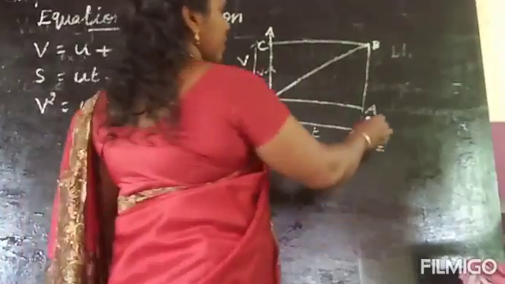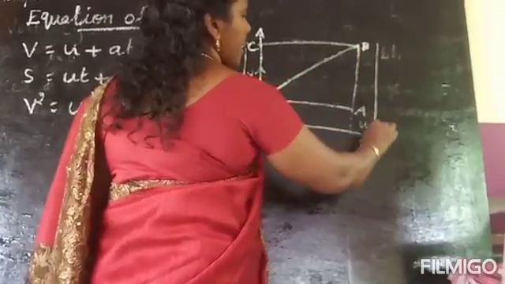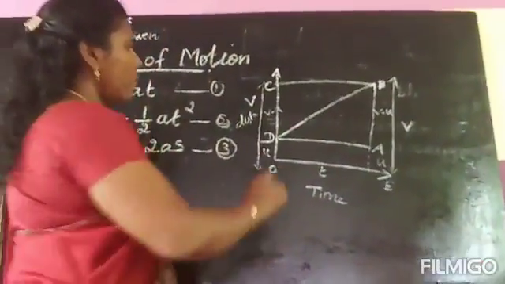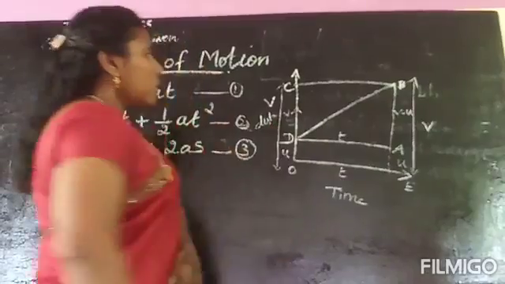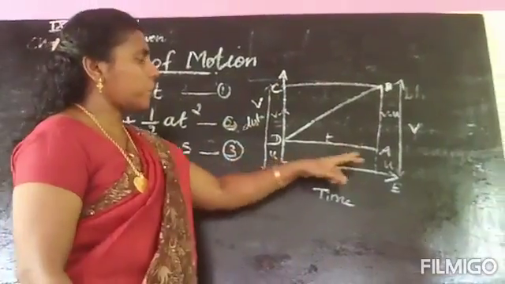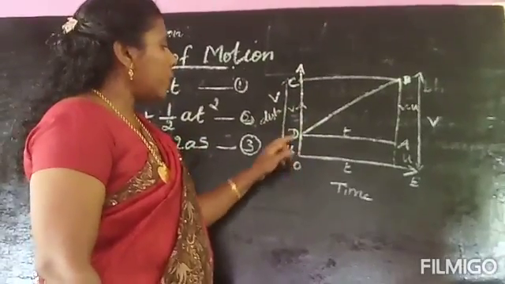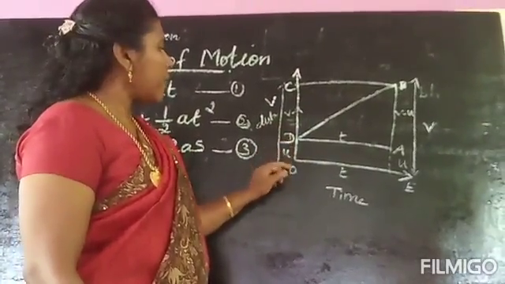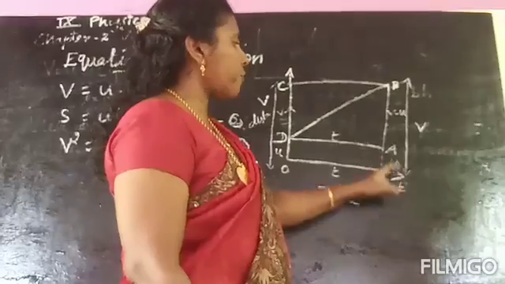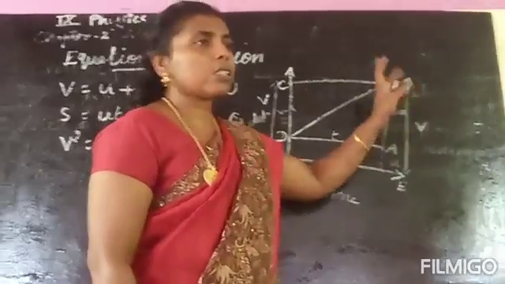In the same way, on this side also, AE, what's the value? U. And BE, what's the value of BE? V. What's the value of AB? V minus U. So DA value also is known, this is how to derive this equation. Now see the diagram. First you have to draw a graph and plot A, B, C, D. The value of OD is U, the value of OC is V, the value of DC is V minus U. Here also the value of EA is U, the value of EB is V, the value of AB is V minus U.